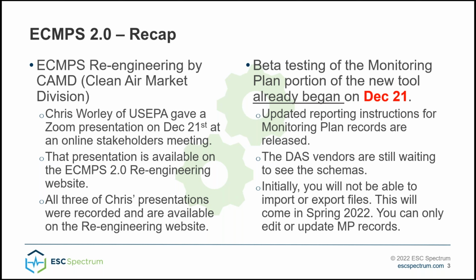The schema is the document that defines and lays out in detail how all the JSON files are to be set up. And initially, as it currently stands, you cannot import or export any files in the beta tool. This will become operational in the spring of 2022, Chris says. And at that time, you'll be able to edit and update monitoring plan records.